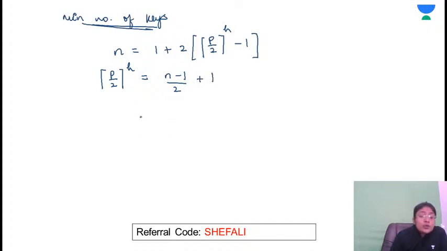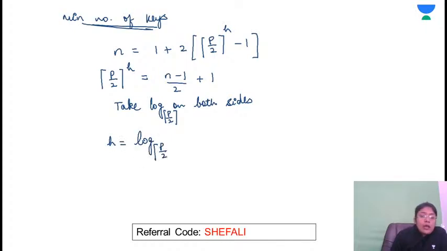I want this value, so this means that take log on both sides. What will be the base? It will be p by 2. So this comes out to be h is equal to log. I'm just giving you the idea how you can derive one formula from one basic formula. So it's n minus 1 divided by 2 plus 1. This is nothing but the at most or the maximum height.